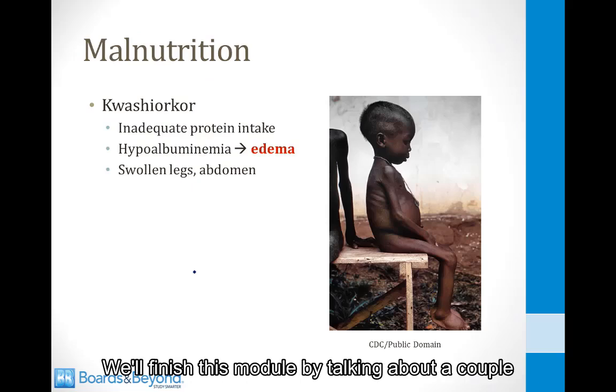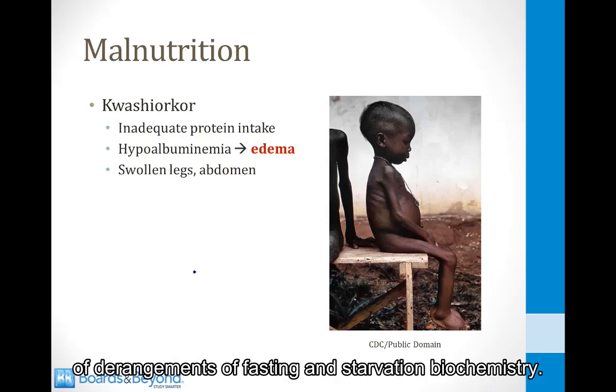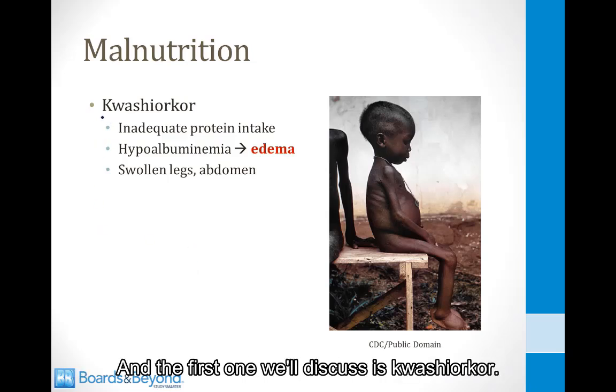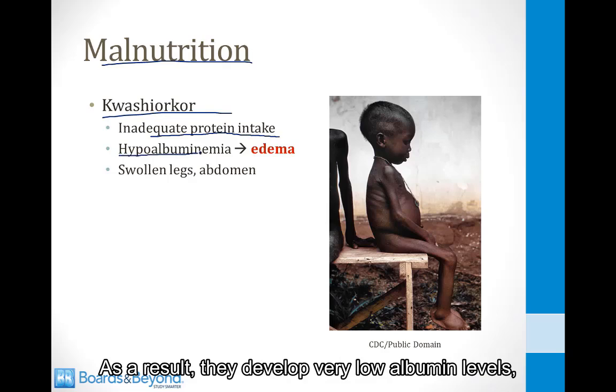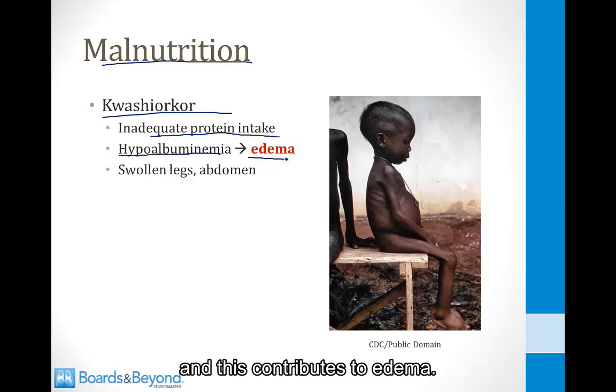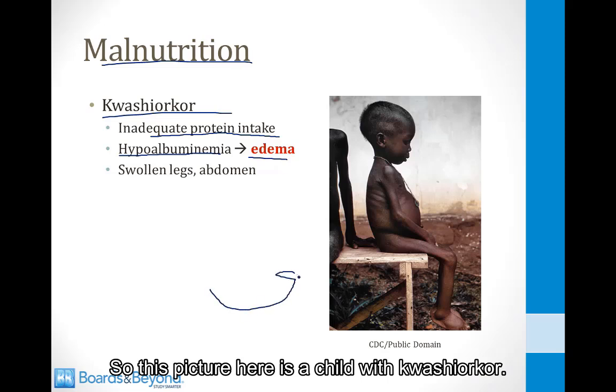We'll finish this module by talking about a couple of derangements of fasting and starvation biochemistry, and the first one we'll discuss is kwashiorkor. This is a form of malnutrition that occurs in impoverished countries where children or even adults have inadequate protein intake. As a result, they develop very low albumin levels, and this contributes to edema. So this picture here is a child with kwashiorkor.